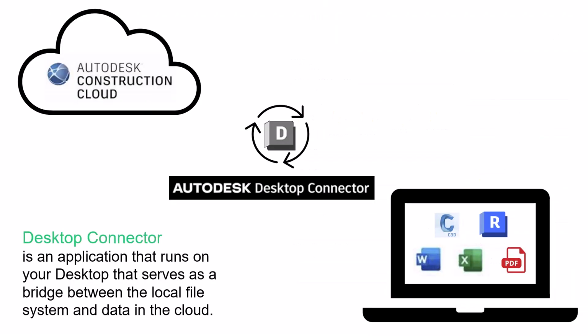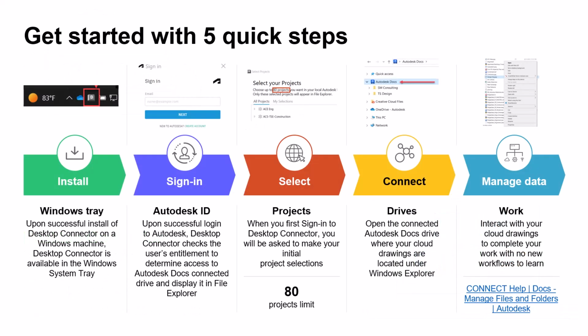One important part for working with collaboration for Civil 3D is the Autodesk Desktop Connector. Desktop Connector is the bridge between the desktop solution, like Civil 3D or AutoCAD, and the cloud. Getting started with Desktop Connector is easy. After the installation, you can find the gray icon in your Windows system tray. Click to open and sign in with your Autodesk ID.